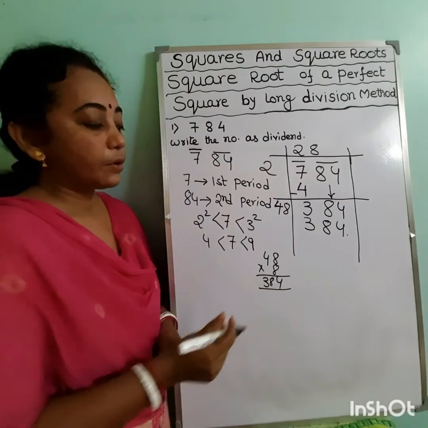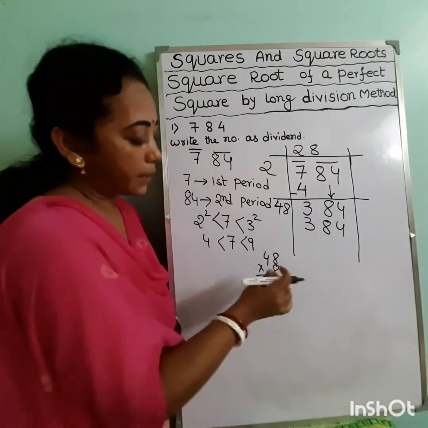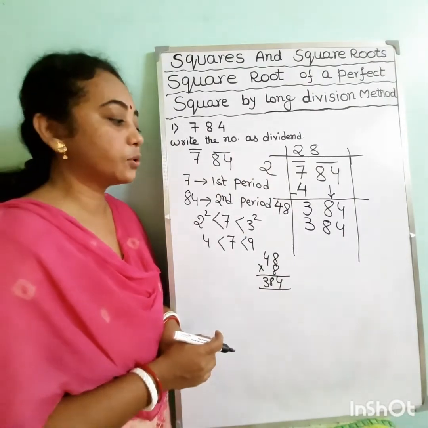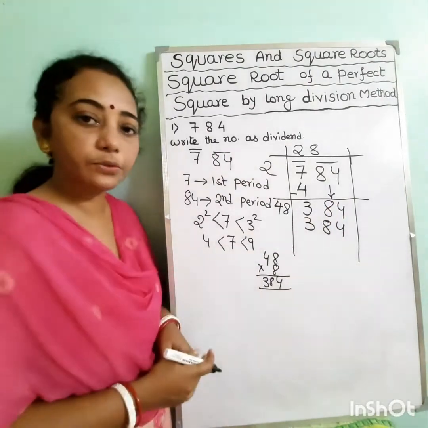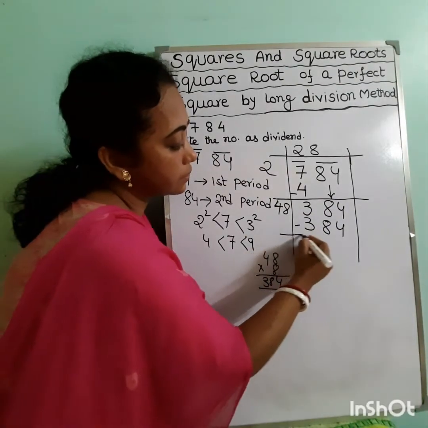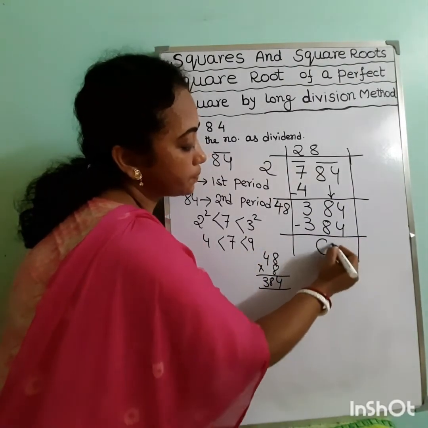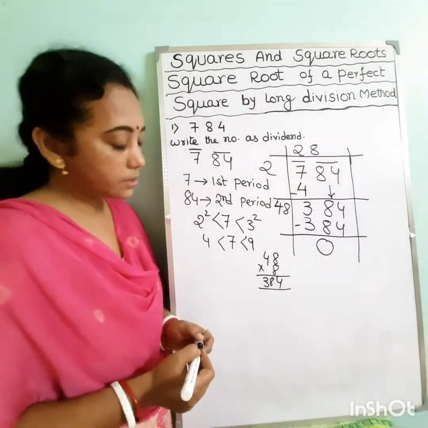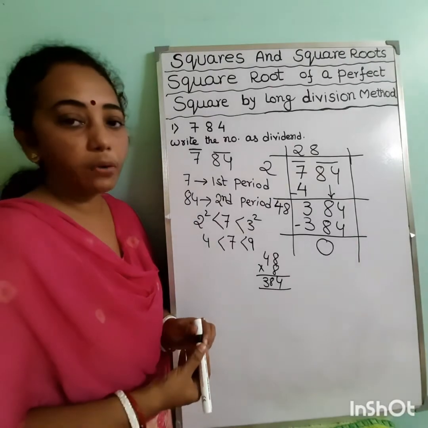So why are we writing 384 here? We multiplied 48 by 8. Then whatever product we get, we write it and subtract it from the new dividend. After subtracting, what do we get? 0. As there is no other pair of digits left, we stop our calculations.